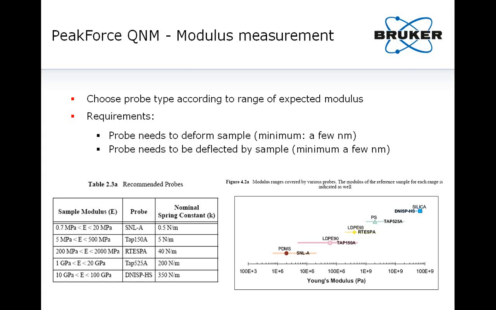So there are a few requirements. The sample has to be deformed by at least a few nanometers, or I should better say a few tenths of nanometers. And the cantilever has to be deflected by a few tenths of nanometers too. Simply because if you want to probe properly the mechanical properties, you have to indent a minimum into the sample. You have to deform the sample.